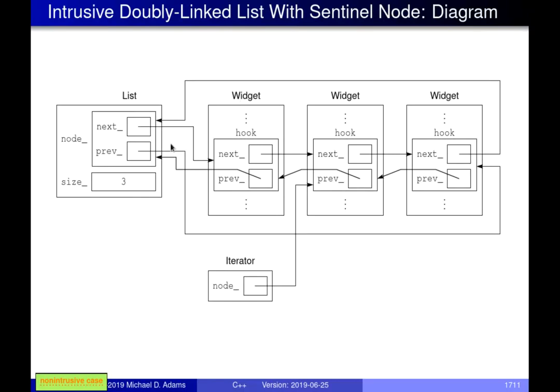So effectively, as far as the list is concerned, the only thing it really needs to deal with for the most part are just these nodes here. But every once in a while, you might want to access the data that's associated with a node, in which case you have to take the pointer to the hook and back up earlier in memory to where the widget starts, and then access the widget, or more generally, whatever type you're putting into the container. Any questions?